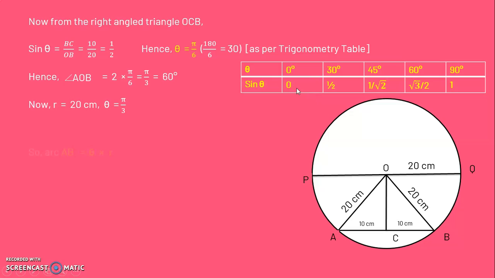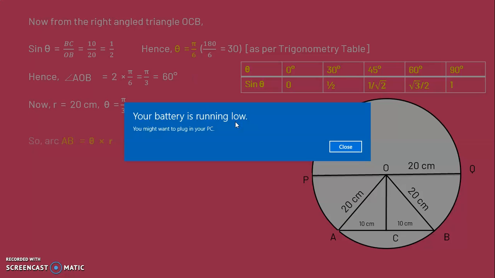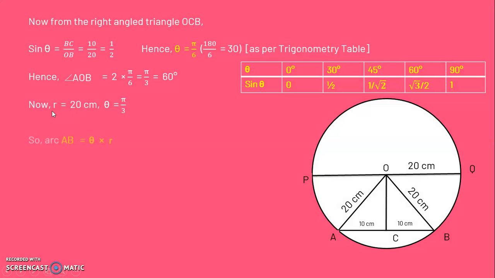So your angle AOB will be, if your angle BOC is 30 degree, that is pi by 6, it means your AOB will be double the BOC. So 2 times pi by 6, which is equal to pi by 3, which is 60 degree. So we all know in the problem that it is given r is equal to 20 centimeter, and theta is equal to pi by 3.